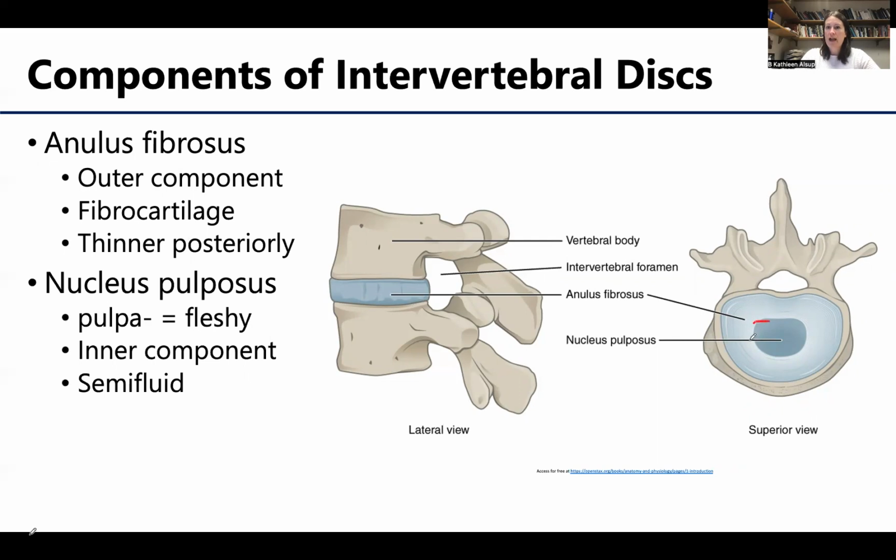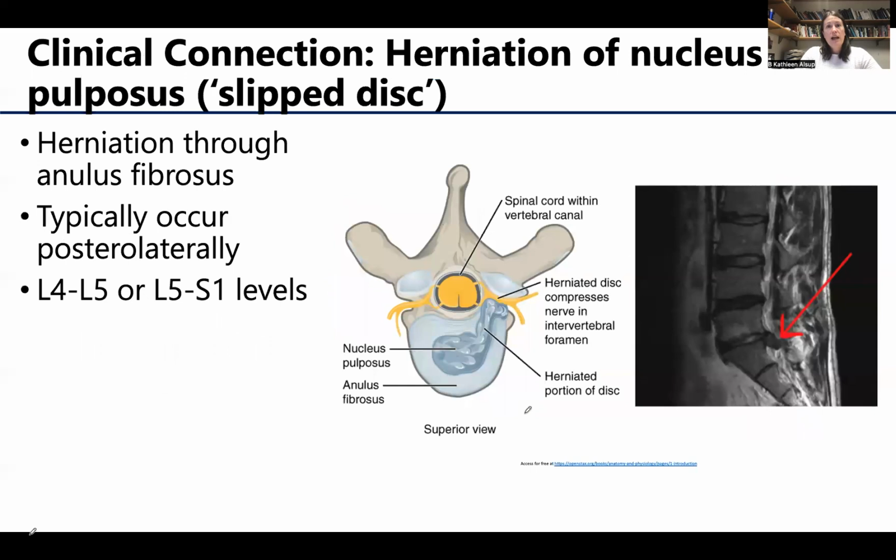On the inside, you're going to have a nucleus pulposus, which is the inner component. It is semi-fluid, dependent on an individual's age and health. The fluidity within will vary. And you can have what's referred to as a herniation of the nucleus pulposus. Sometimes this is referred to as a slip disc. Generally, we try to keep herniation there. Herniation just means something is moving out of the place that it should through another structure. So what we have here is a herniation of that nucleus pulposus through the annulus fibrosus. And again, it's herniating in that more posterior portion that we talked about is a little bit thinner.